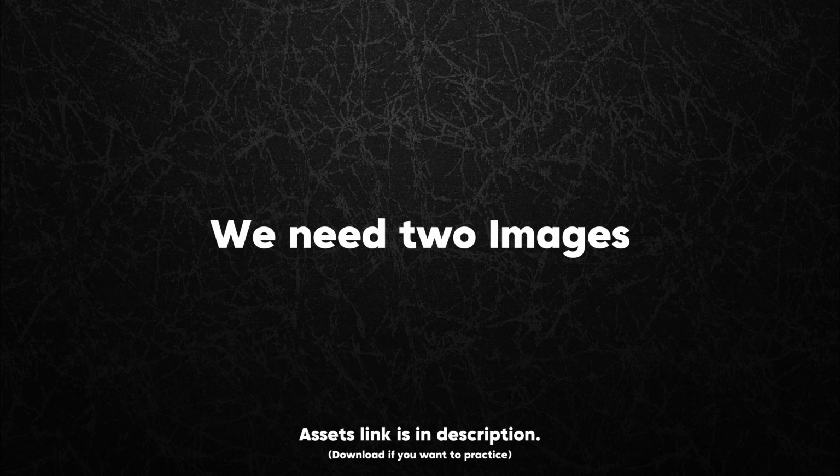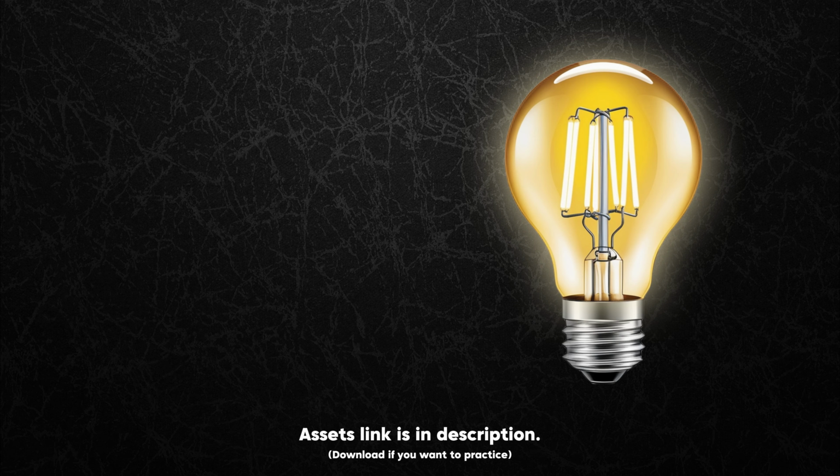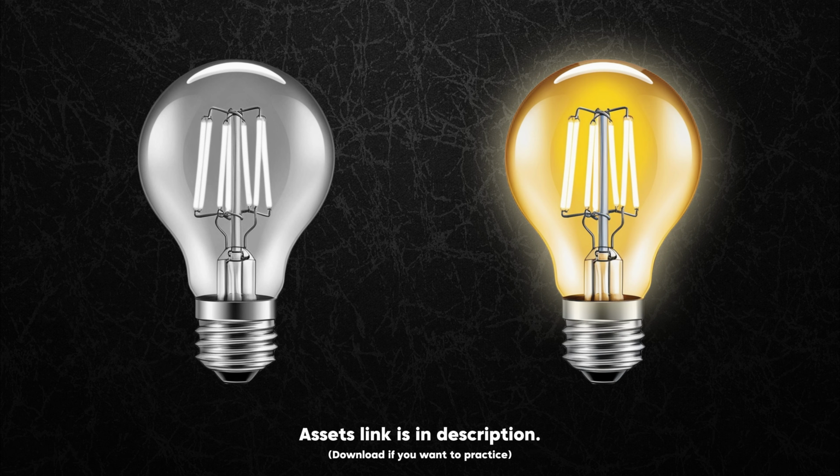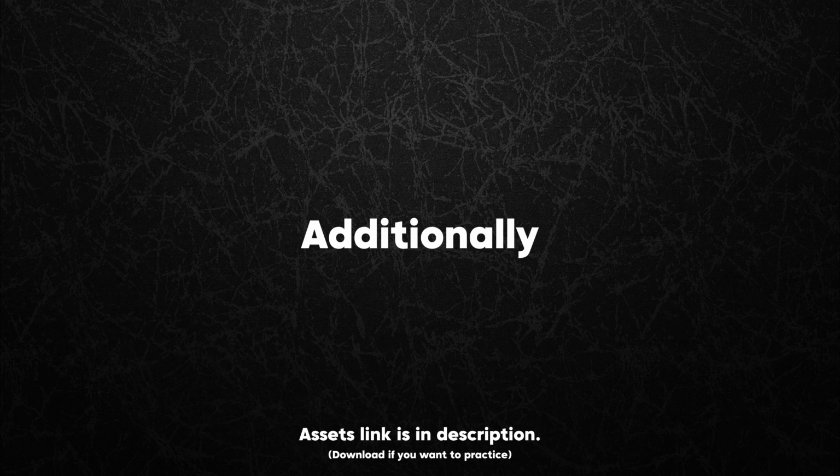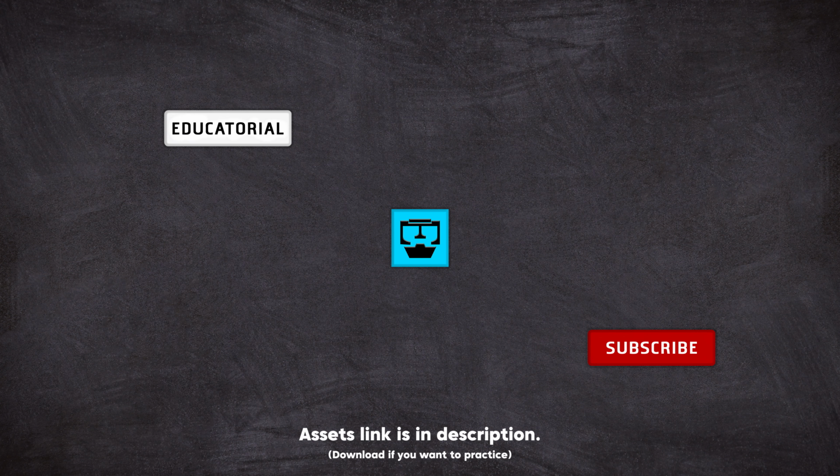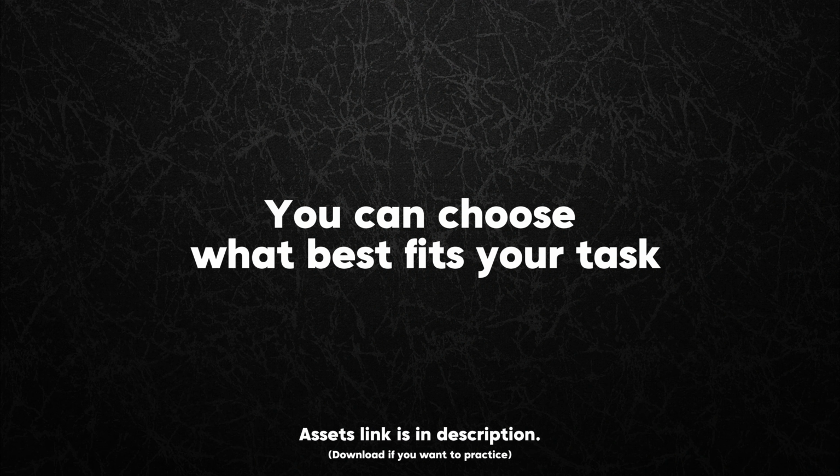To create this, we need 2 images, one showing a light bulb turned on and another showing it turned off. Keep in mind, both images must be transparent. Additionally, depending on the situation, something may need to be highlighted to show it clearly. I have already created an image by inputting some data, and I will use that for this purpose. You can choose what best fits your task.